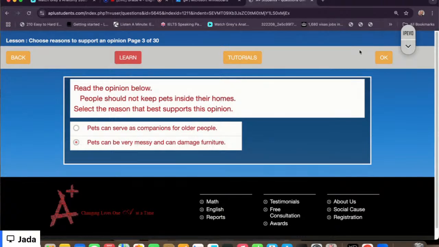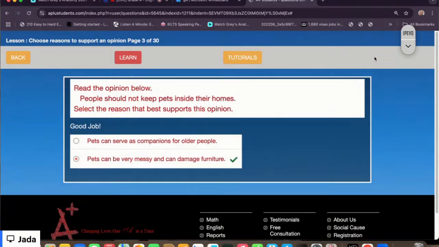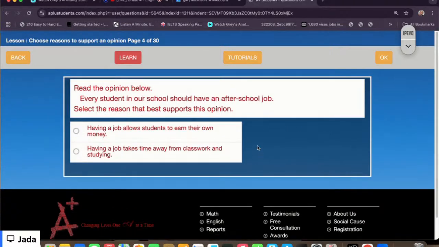So option two. All right, every student in our school should have an after school job. Having a job allows students to earn their own money. Having a job takes time away from classroom and studying. So, what do you think here?